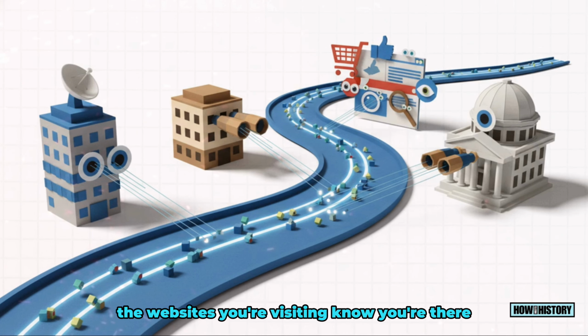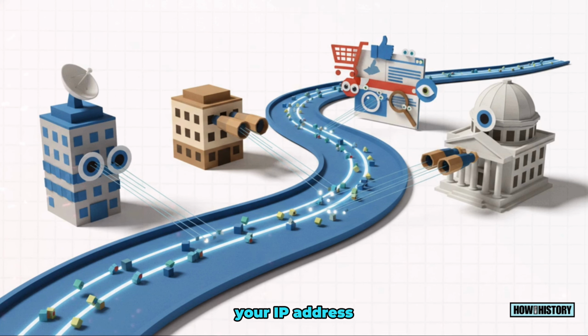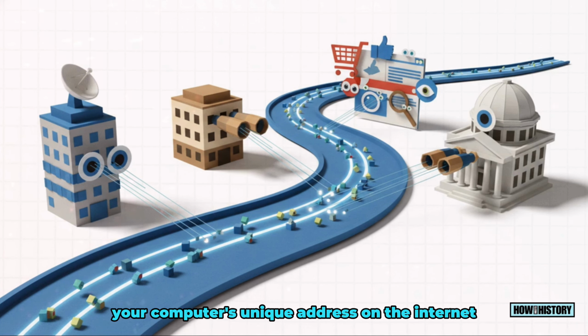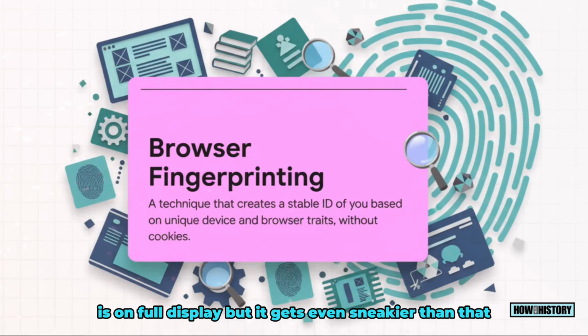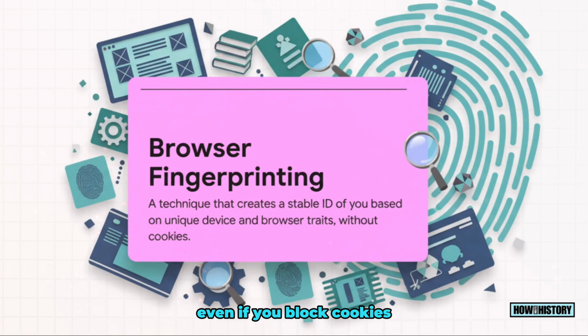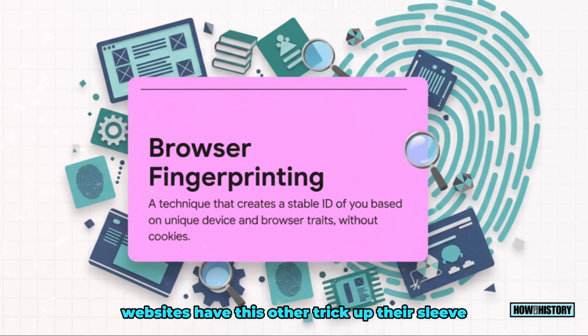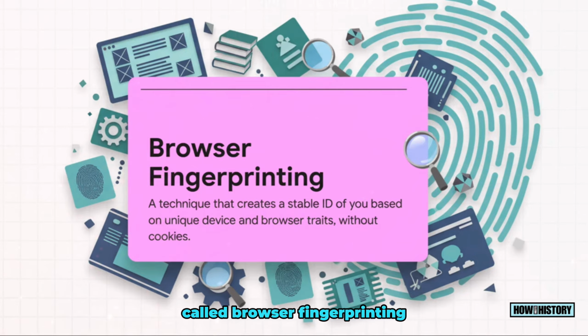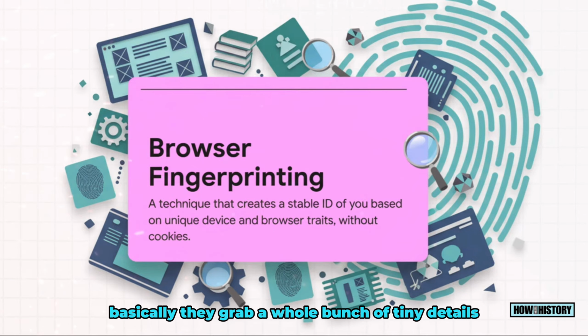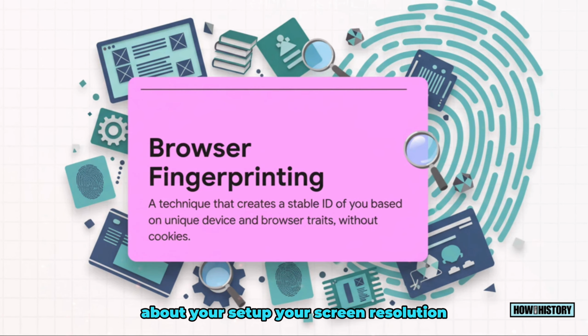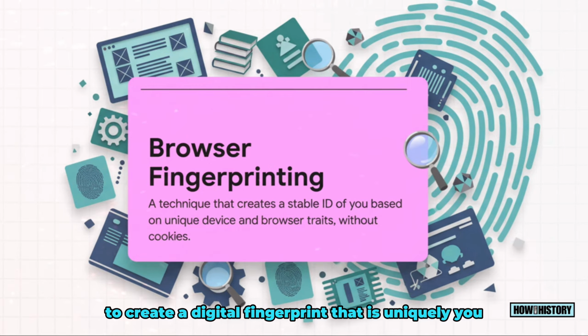And, of course, the websites you're visiting know you're there. Your IP address, your computer's unique address on the internet, is on full display. But it gets even sneakier than that. Even if you block cookies, websites have this other trick up their sleeve called browser fingerprinting. Basically, they grab a whole bunch of tiny details about your setup, your screen resolution, the fonts you have installed, your graphics card, and they stitch it all together to create a digital fingerprint that is uniquely you.